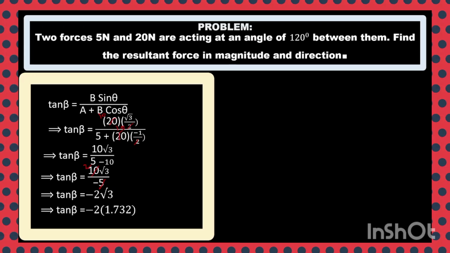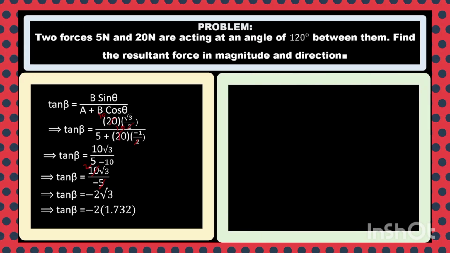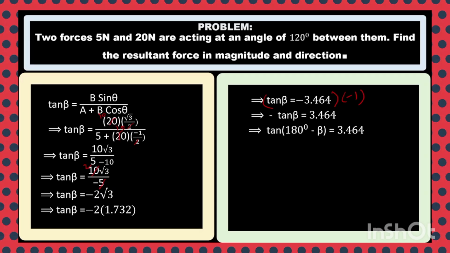The value of root 3 is 1.732, and if we multiply we shall get tan beta is equal to minus 3.464. If we multiply minus 1 on both sides, we shall get minus tan beta is equal to plus 3.464. And students, you know minus tan beta is equal to tan of 180 minus beta. This is one of the trigonometric formulas which you have already studied in class 11 mathematics.